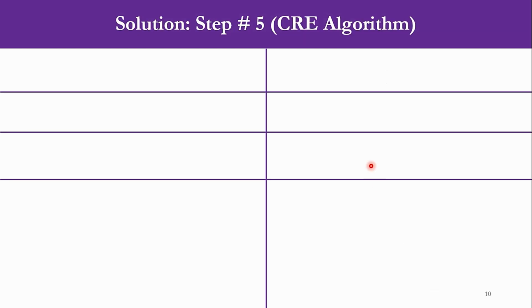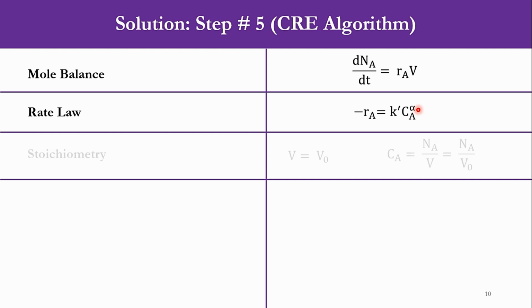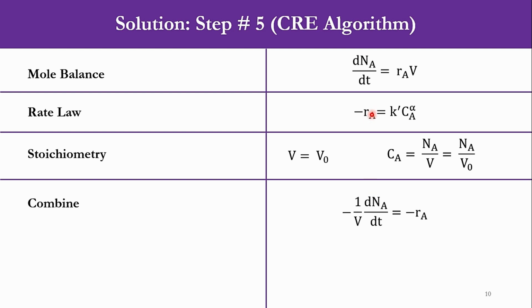Going to step 5, which is the algorithm for CRE, the mole balance for batch reactor: dNA over dt is equal to Ra into V. The rate law is minus Ra is equal to K prime Ca raised to power alpha, as we have developed. Then in stoichiometry, we say that it's a constant volume system, so V is equal to V naught, Ca is equal to Na over V, Na over V naught. Then we have to combine all these. We get minus 1 over V dNA over dt is equal to minus Ra, and accordingly this becomes minus dC over dt is equal to K prime into Ca raised to power alpha. So we have developed all these equations specifically in step 5 earlier in our previous lectures as well.